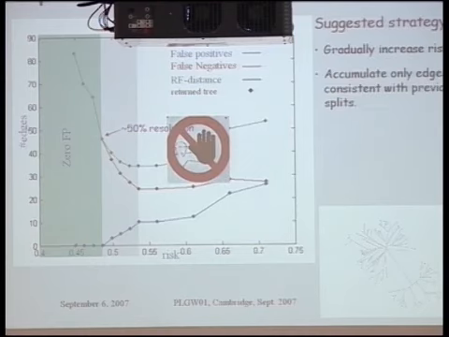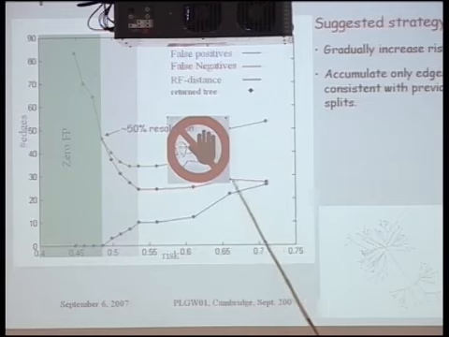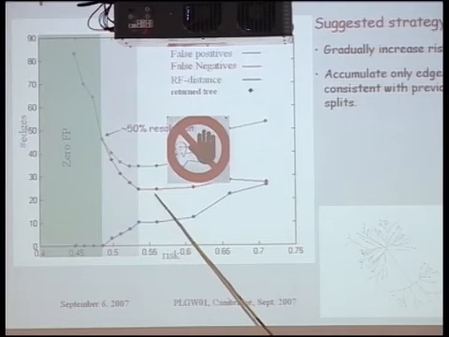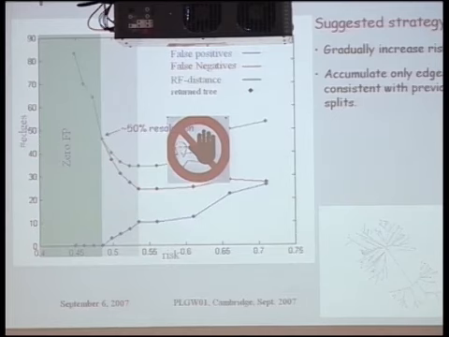The final zone is a kind of danger zone, because you get quite a steep incline in false positives, and the false negatives don't only stay, they even grow. So this is a zone you really don't want to get into in this formulation.